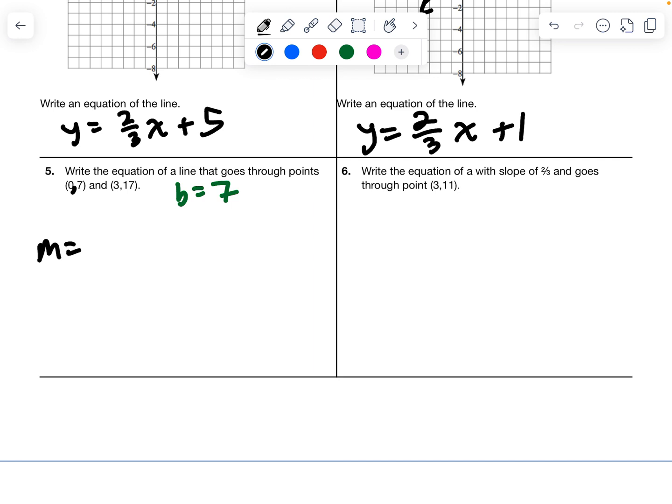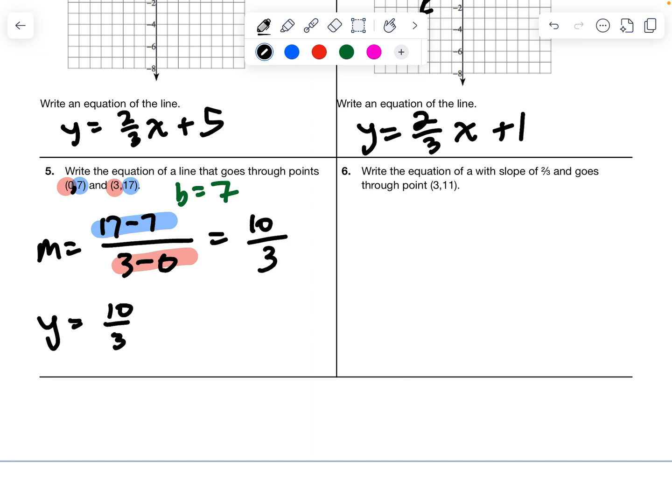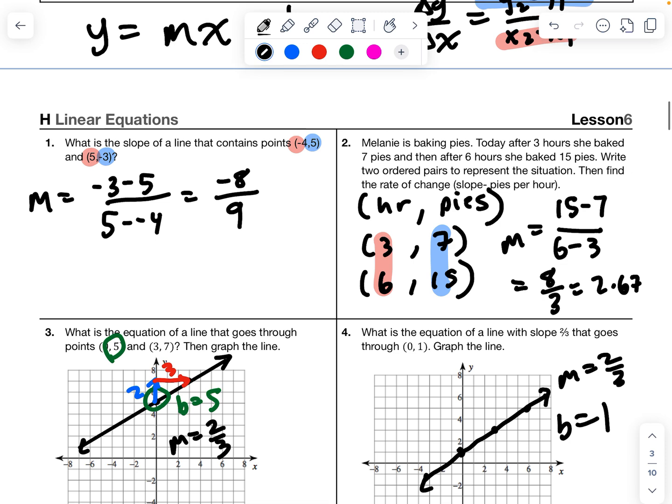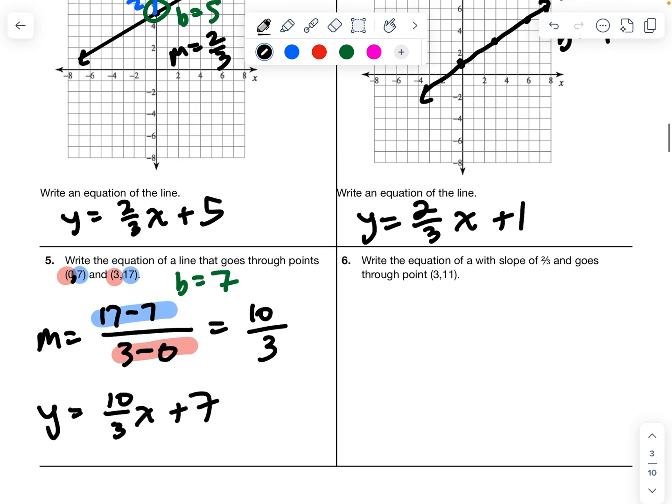Remember, slope is always change in y over change in x. These are my x's. These are my y's. So I can just go ahead and do the subtraction. 17 minus 7 over 3 minus 0. So 17 minus 7 is 10. 3 minus 0 is 3. So my slope is 10 thirds. So my equation is 10 thirds x plus 7. Okay, this all is essentially a review of what we've been doing, but asked in a different way.